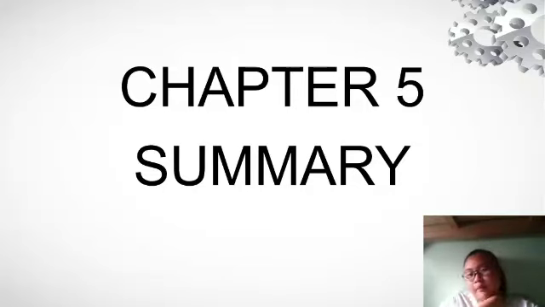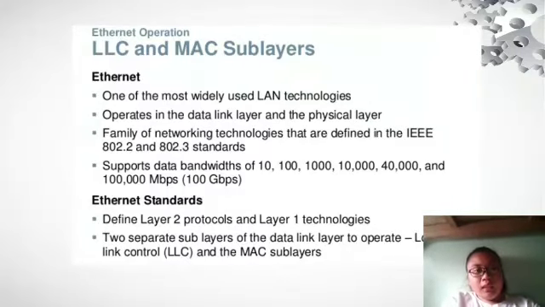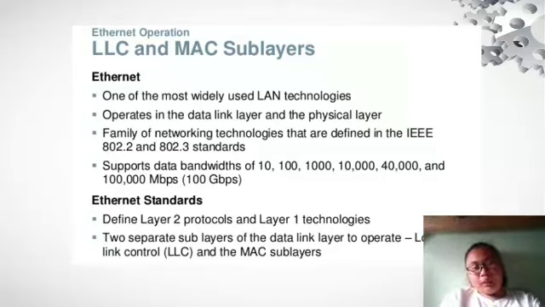This is the Chapter 5 summary. Ethernet operation, the LLC and MAC sublayers. Ethernet is one of the most widely used LAN technologies. It operates in the data link and the physical layer. It is a family of network technologies that are defined in the IEEE 802.2 and 802.3 standards.